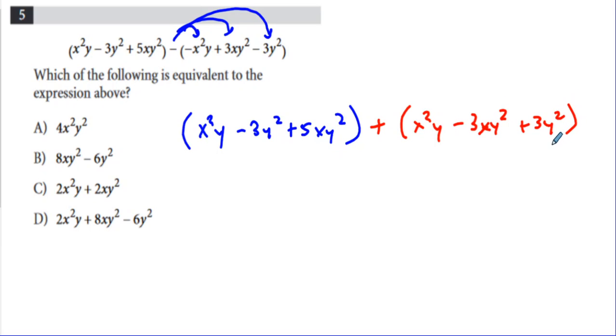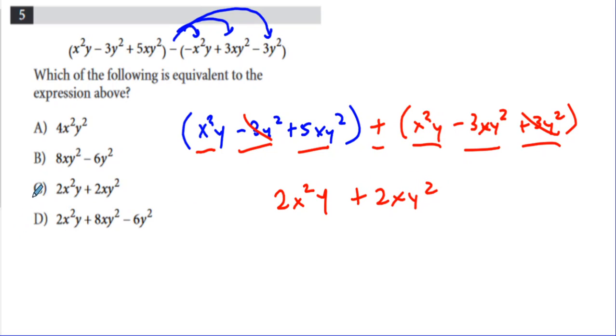So now I'm going to look for like terms. I see an x squared y and another x squared y. I'm going to add them together, and I'm going to get 2x squared y. And then I've got negative 3y squared plus positive 3y squared. Well, that cancels, a negative and a positive cancel each other out. And then the last one is 5 plus negative 3, and that's going to be 2xy squared. So this choice C in the middle would be your correct answer.